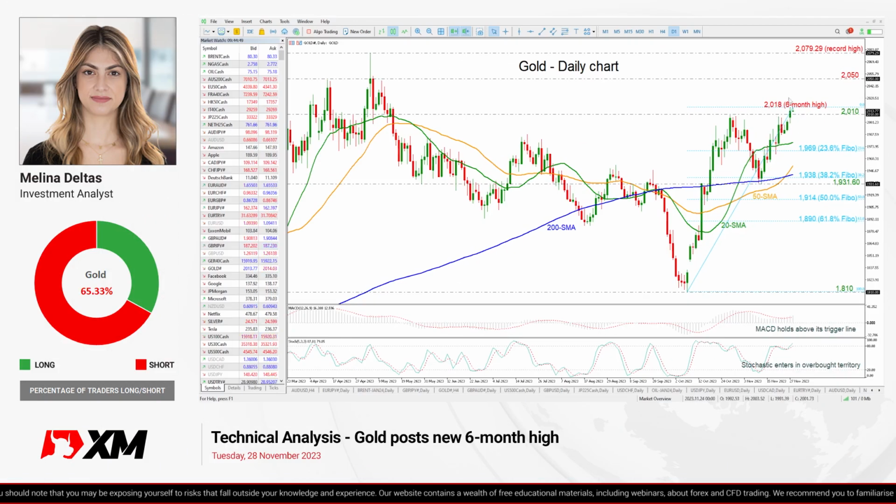So traders need to watch if the price will move lower again to create a bearish correction, or if the price will continue to the upside towards the next resistance level.